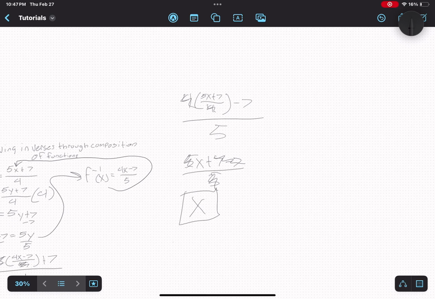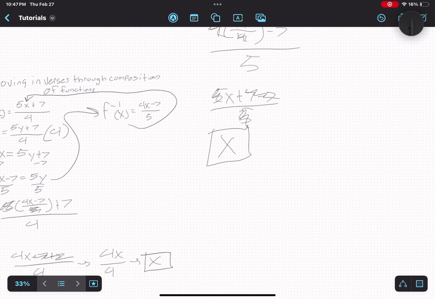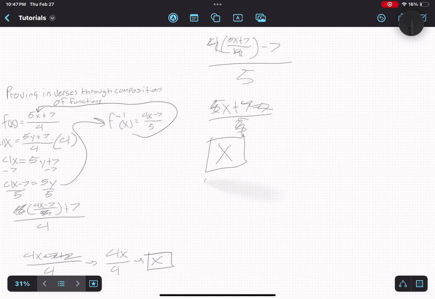Most algebra teachers or Algebra 2 teachers are just going to teach you to do that first way I did it. But the second way is like a fact check, a proof, a double proof.